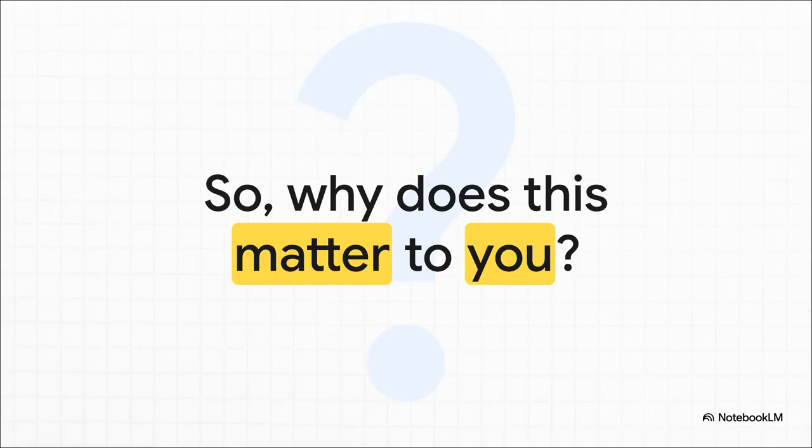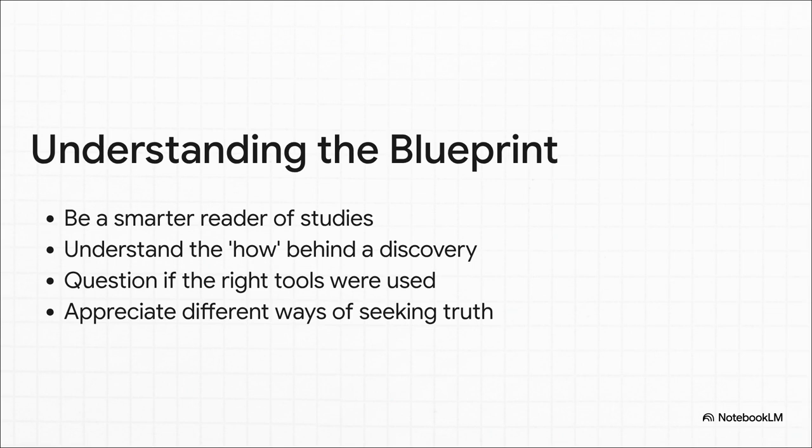Okay, so we've talked about a lot of theory, blueprints, approaches, methods, but why does any of this actually matter to you when you're just scrolling through the news or trying to make sense of some new report? Oh, it matters a great deal. Because understanding the blueprint makes you a way more critical and informed reader. You can look right past the headline and start to understand the how behind a discovery. You can start asking smart questions like, was a giant survey really the right tool here, or should they have done more in-depth interviews? It helps you see that there isn't just one single path to finding the truth.